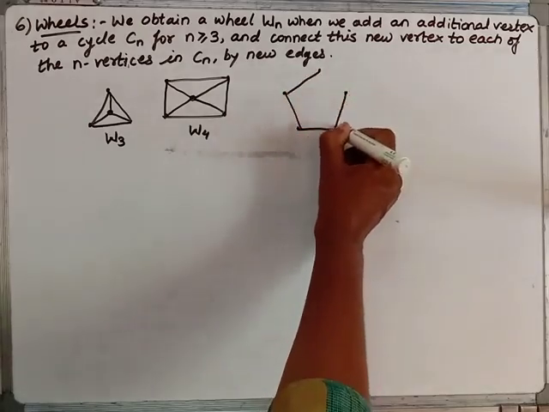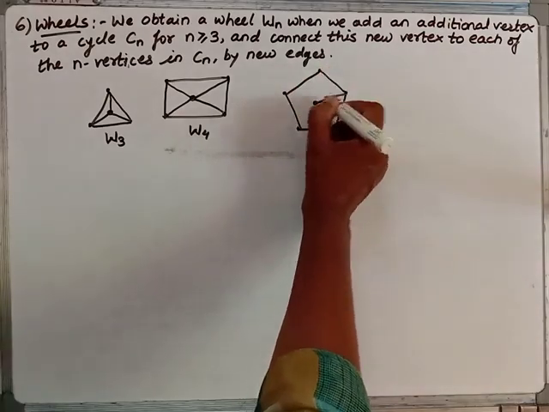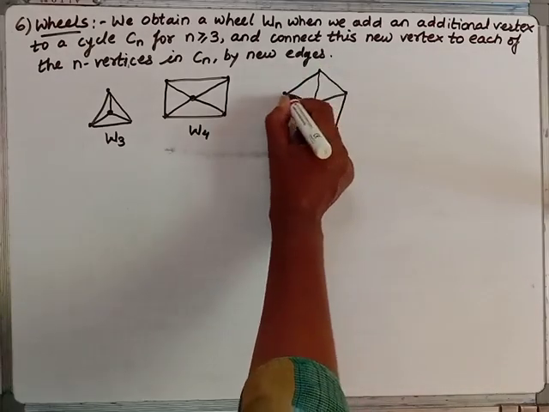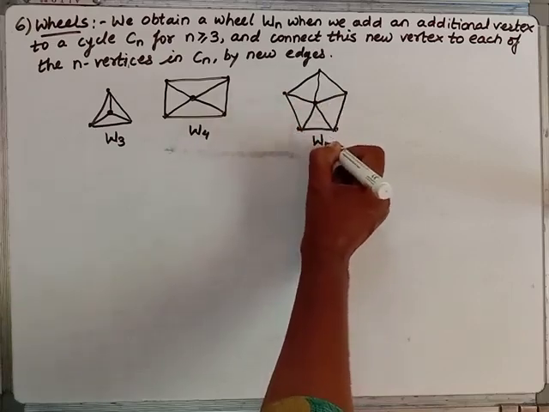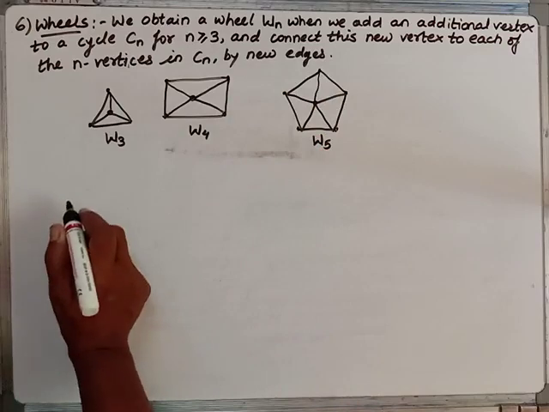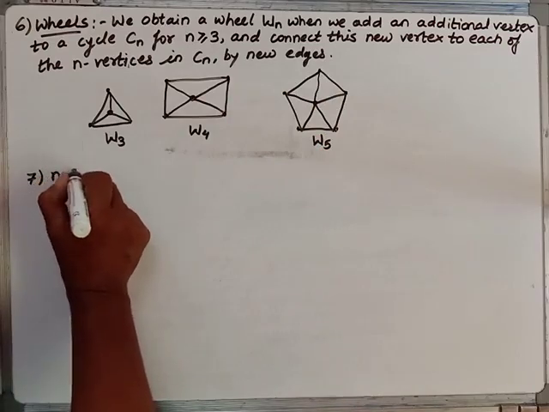This is C4, C5, but I will take a vertex here. This will become W5. As such we can do it. Now next type, n cubes.